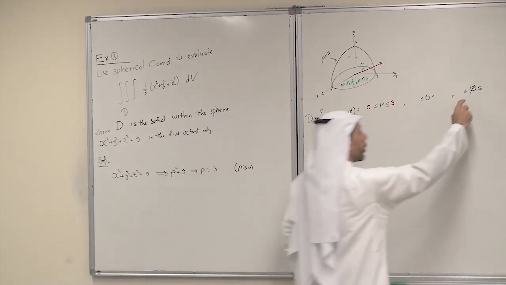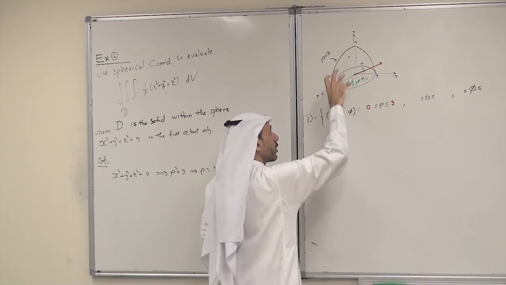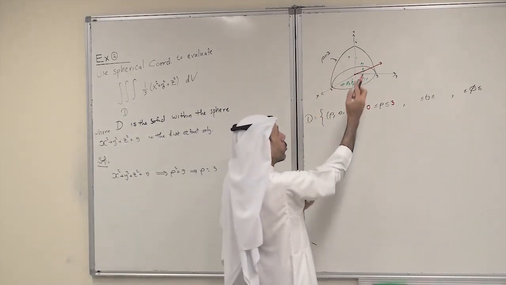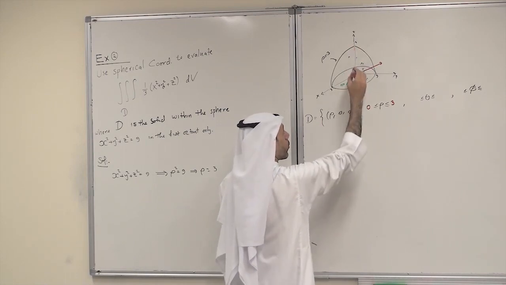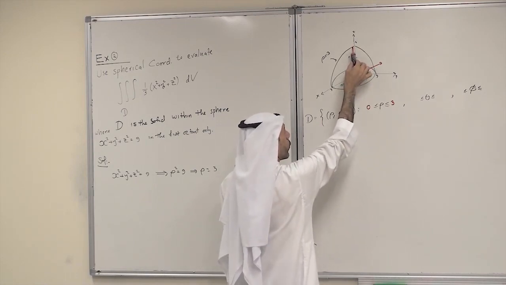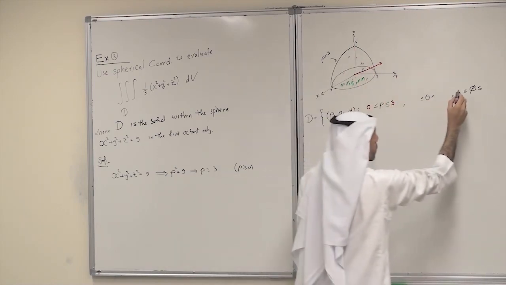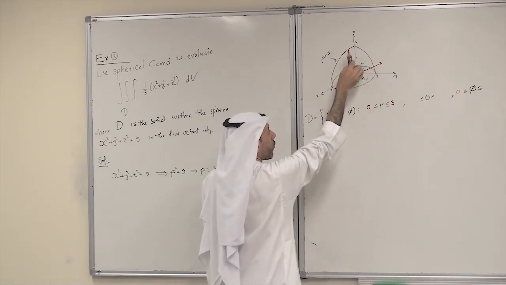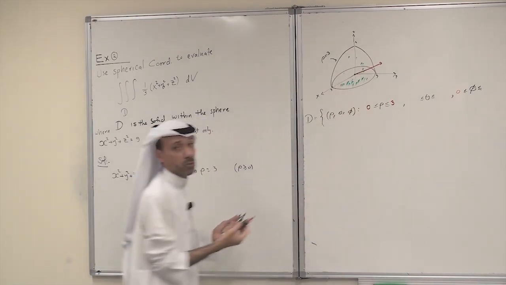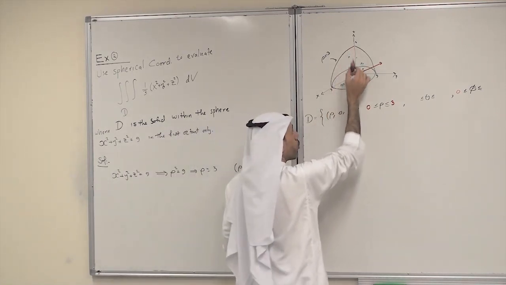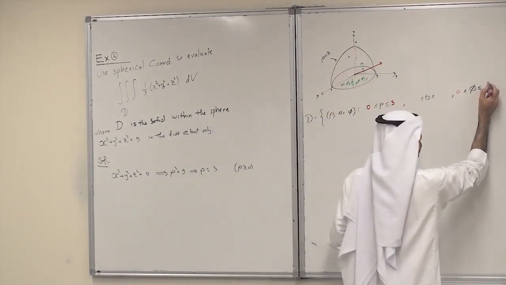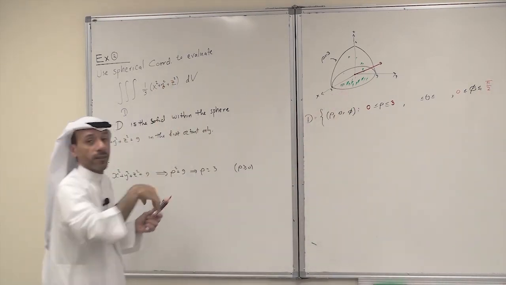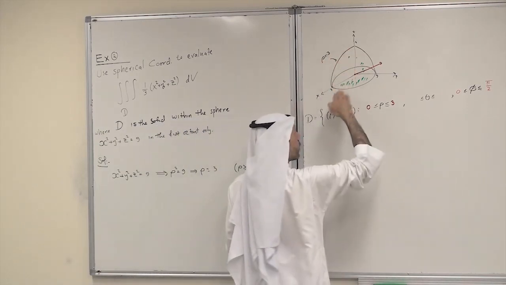For the possible values of phi, I have points in the first octant. And when you measure phi, you measure it from the positive z-axis. On the positive z-axis, phi is equal to 0. You continue until you reach the xy plane. Phi for the xy plane is pi over 2. So we'll go from 0 to pi over 2. Any point in the first octant, phi is between 0 and pi over 2.